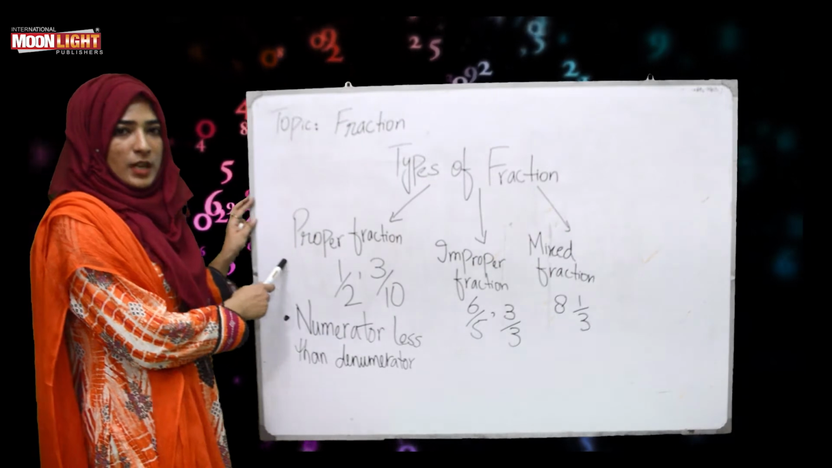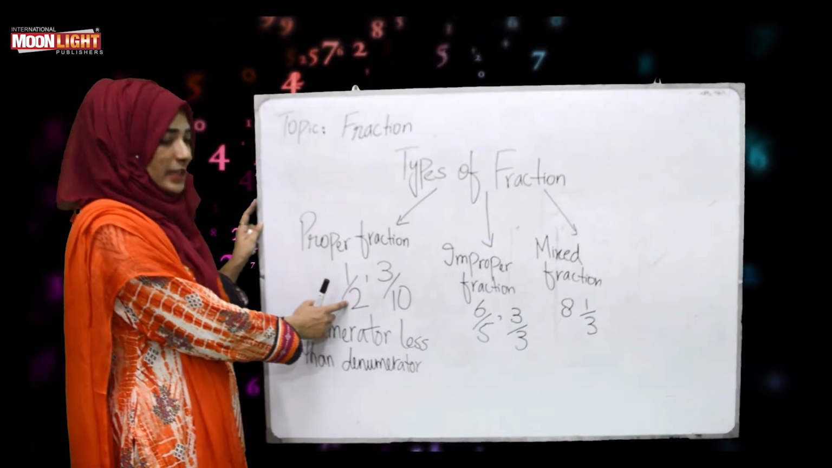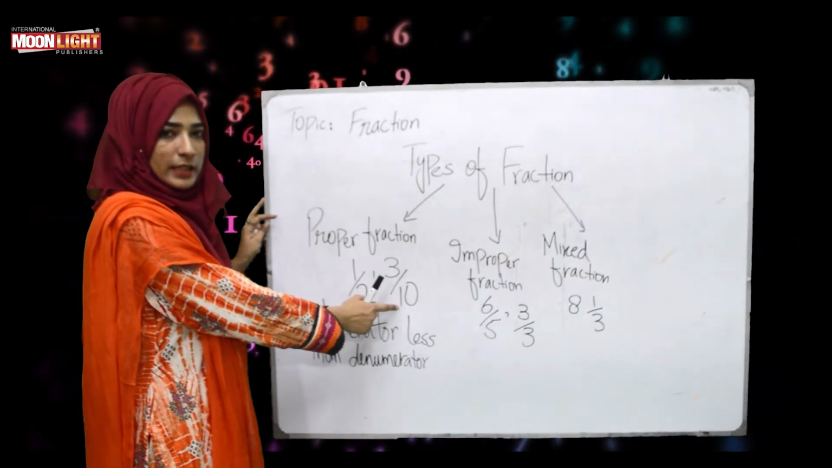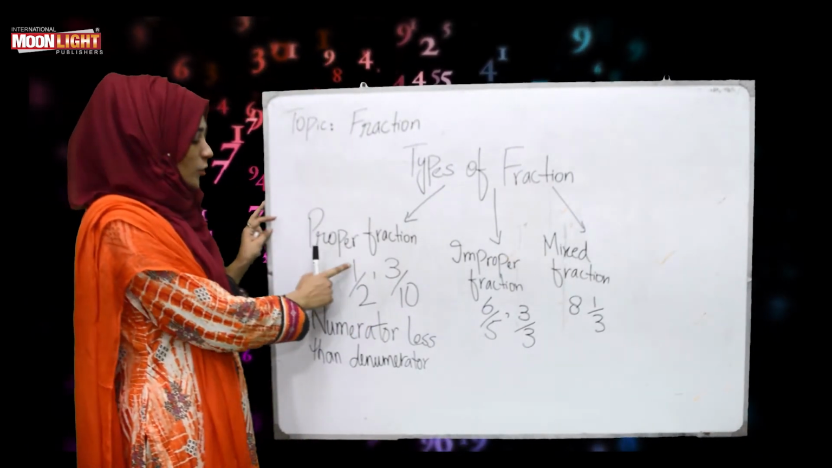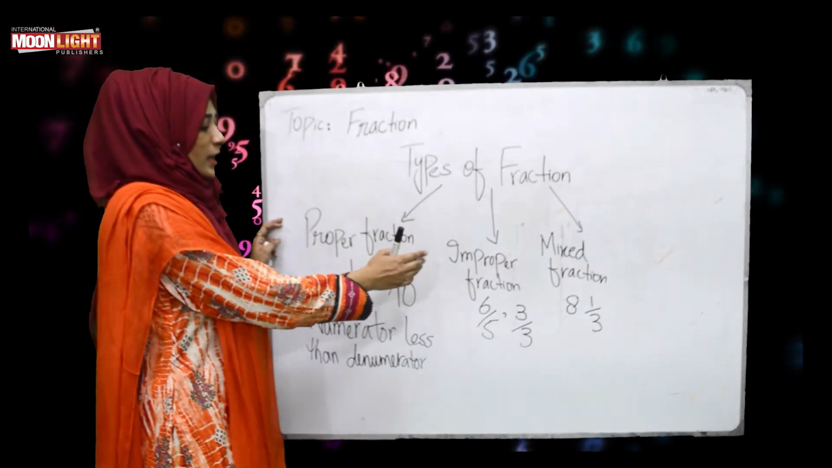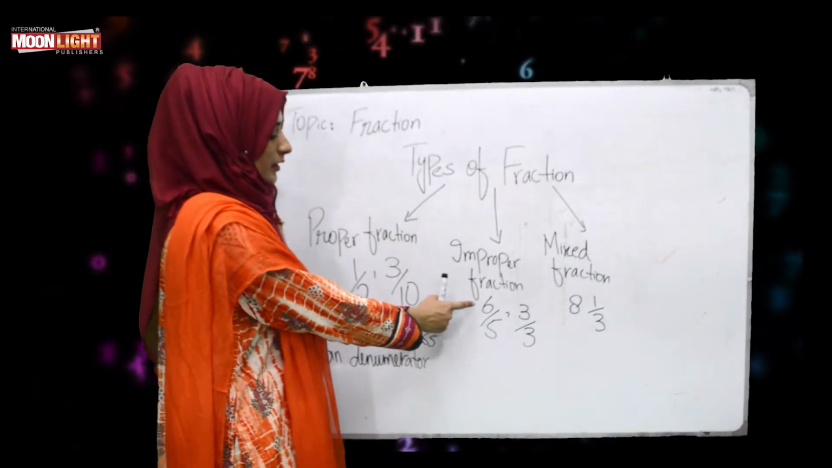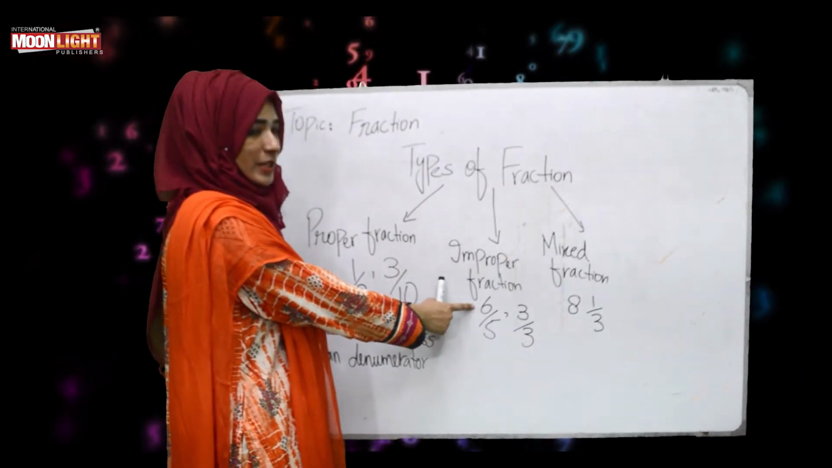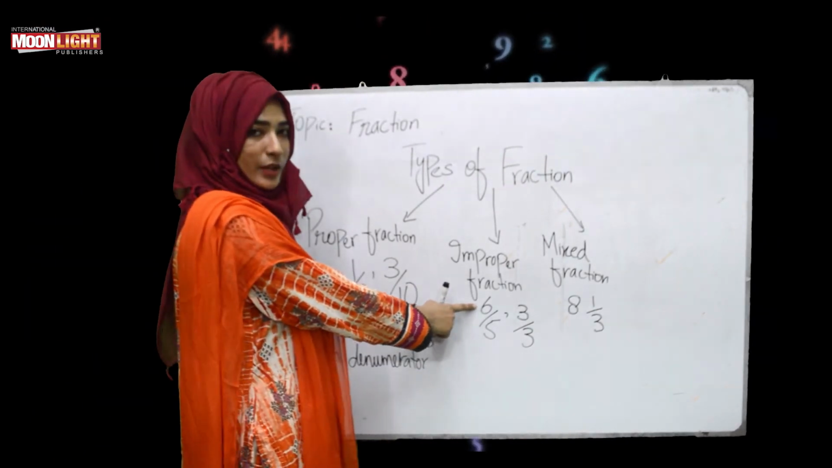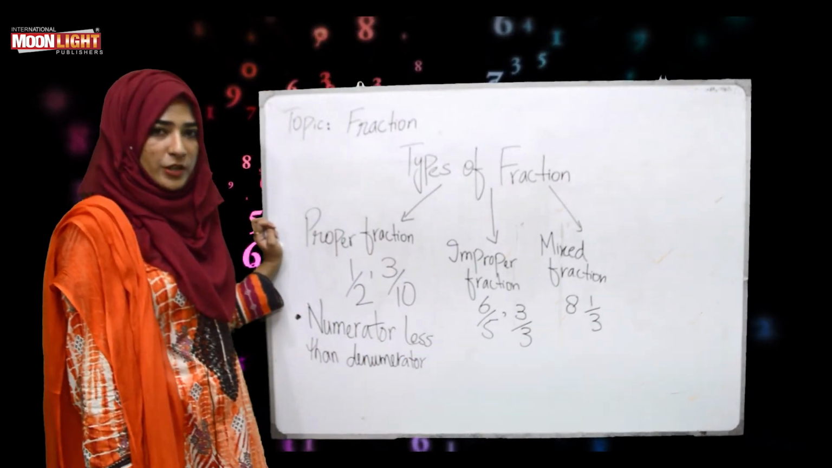What is proper fraction? A proper fraction is a type of fraction in which the numerator is always less than its denominator. As you can see, 1 is smaller than 2, 3 is smaller than 10. So a fraction in which the numerator is less than the denominator is known as proper fraction. With improper fraction, the case is opposite. As you can see, here the denominator is smaller while the numerator is greater. So a type of fraction in which the numerator is greater while the denominator is smaller is known as improper fraction.